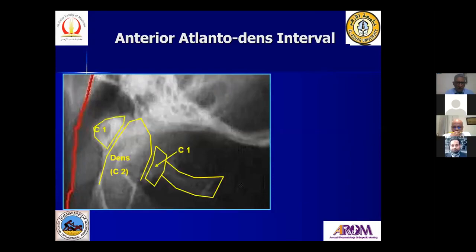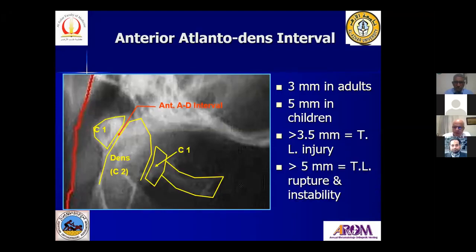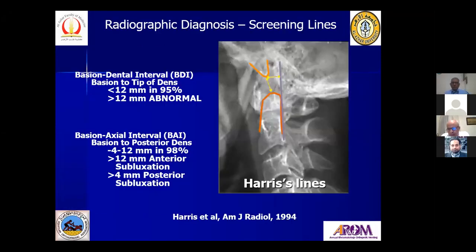This is C1 body, C1 arch, and this is the space between the C1, the pre-dental space or what we call the anterior atlanto-dens interval. It is normally about 3 millimeters in adults. In children, it can be up to 5 millimeters. But if there is more than 3.5 millimeters, this means there is injury to the transverse ligament. And if it is more than 5 millimeters, there is rupture or instability due to rupture of the transverse ligament.